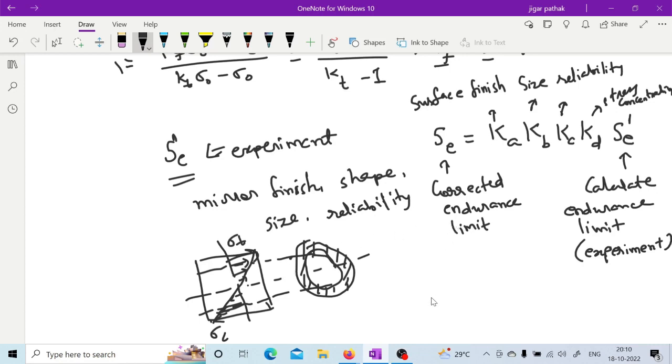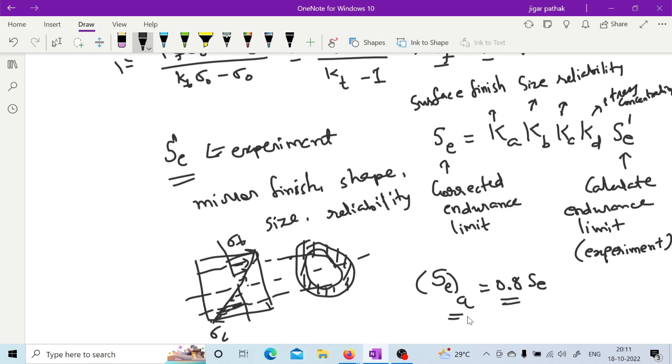And apart from this, in the experiment you are using bending stress, so when it comes to axial stress, the corrected value is further modified by the factor 0.8. Whatever corrected value you calculate can also be modified in case of axial stress acting on the component. So this is how you will have the corrected value of the endurance limit in various cases. Okay, is it clear?